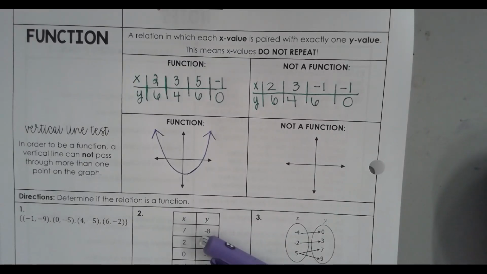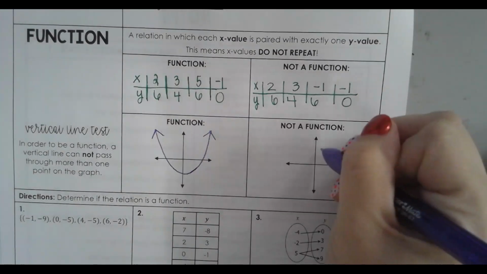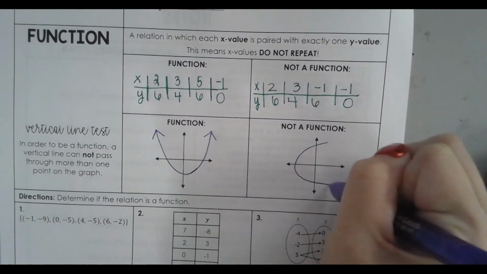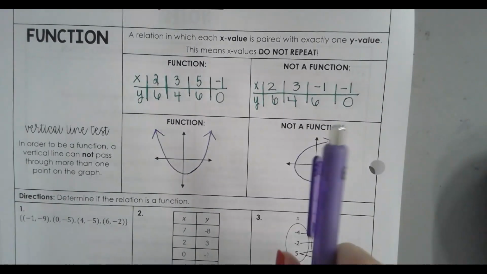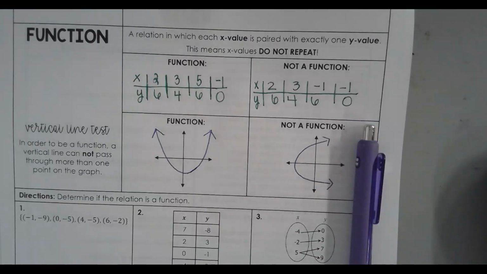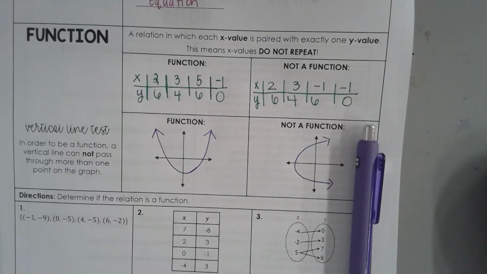If I were to turn this sideways, notice how my yardstick would cross here and there. So I'm going to draw an imaginary line.